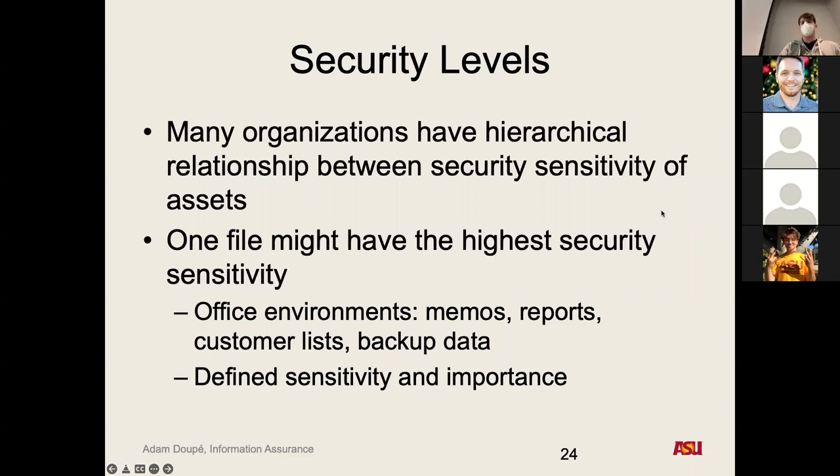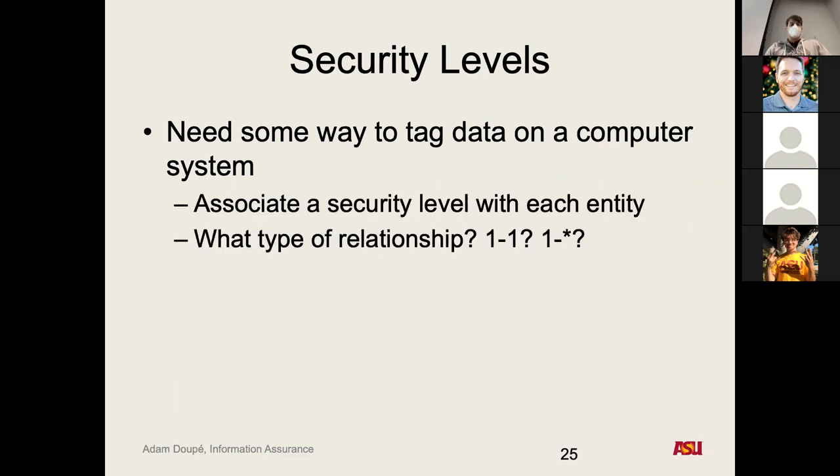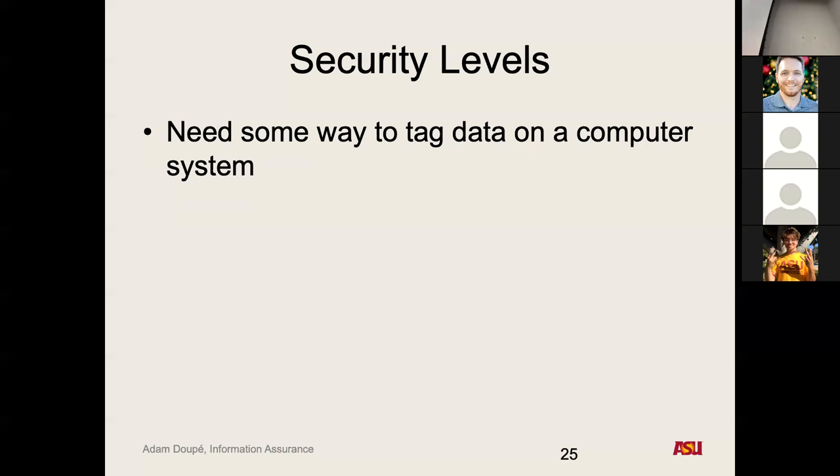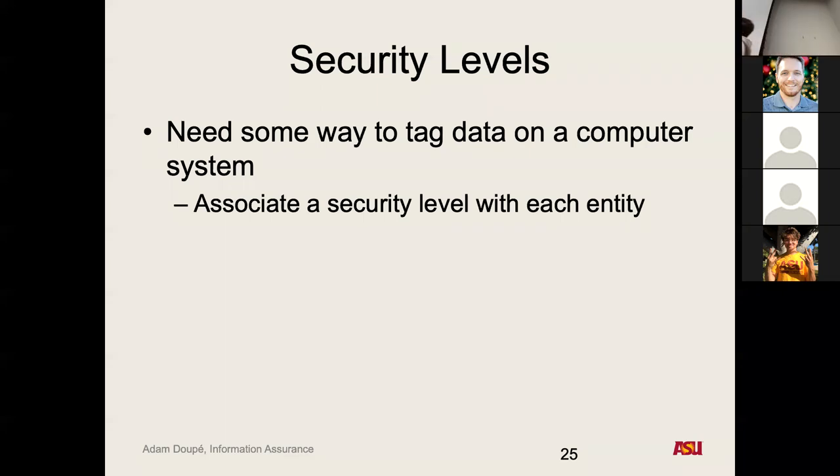So we know different files, different objects have different importance. And if we can categorize them into some sort of hierarchy, that will help us. So our system is going to need a way to tag data. We could focus on computers, but we'll think about it at all types of levels. We need a way to associate a security level with each entity, right? Just like with access control lists, the system would store with each piece of information: is this classified, unclassified? Unclassified, confidential, secret, top secret. Confidential is second? Okay, thanks.